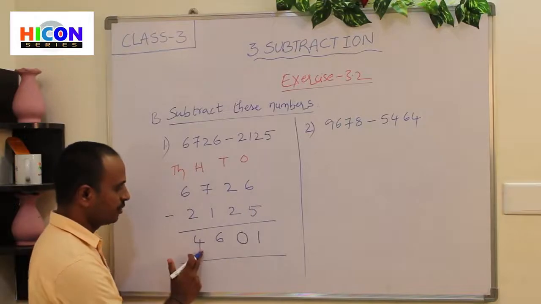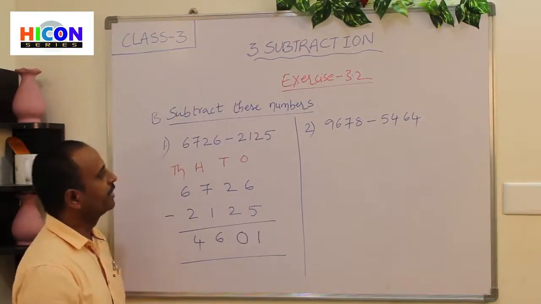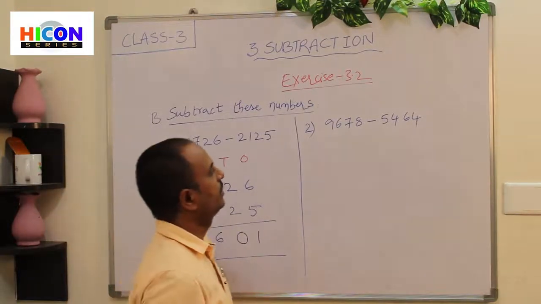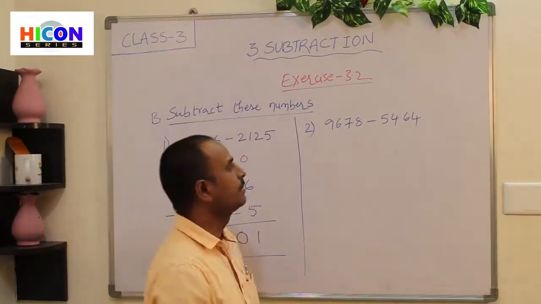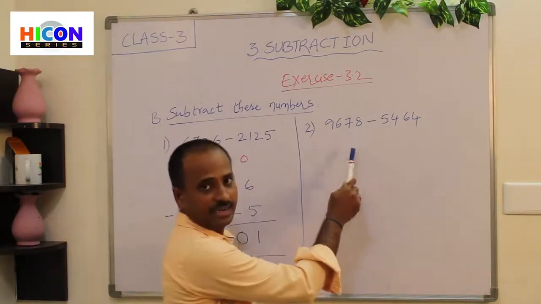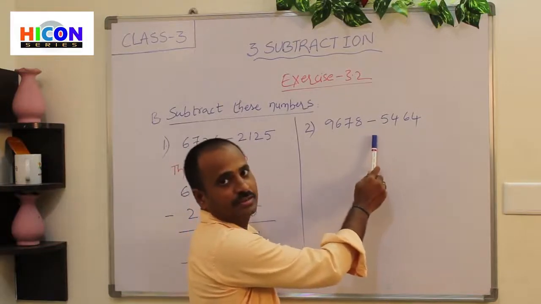The answer is 4601. So in this way, we can do this type of subtraction. Next, go to the second problem. Here also 2 numbers are given. The first number is 9678 minus. The symbol is called minus.